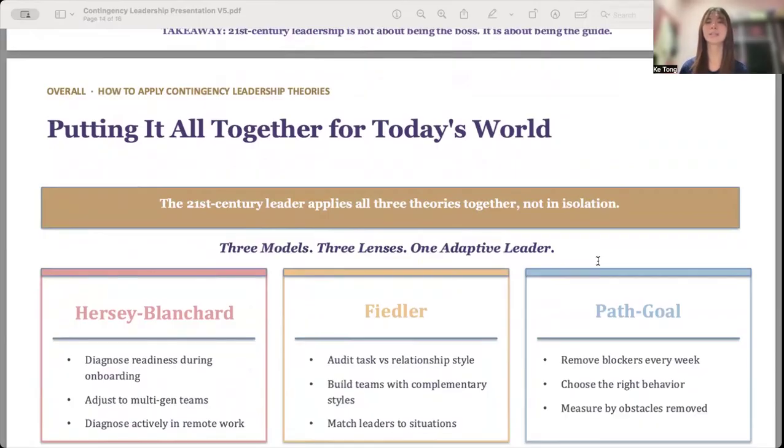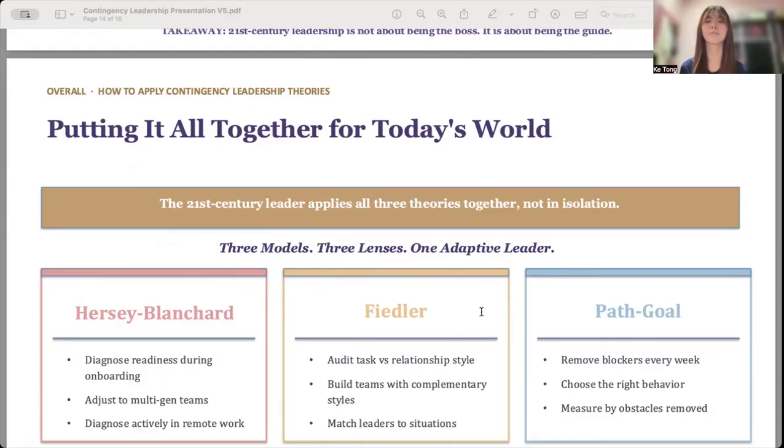So the 21st century leader does not pick one model and ignore the others. We apply all 3 together through 3 simple words: see, know, and serve. See, because of Hersey-Blanchard, each person on your team sits at a different readiness level. We diagnose them and apply the right style to the right people in the right moment. Know, because of Fiedler, knowing your own natural style, be honest about it. Stop trying to be a different person and instead change the situation you put yourself in.